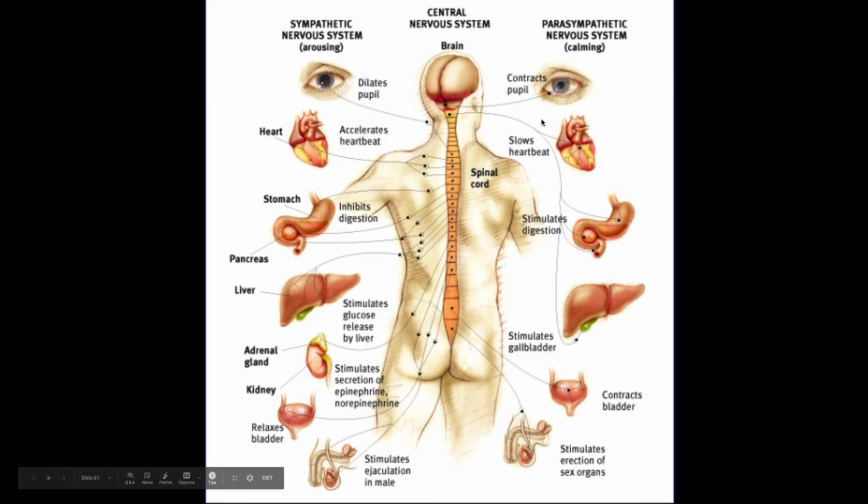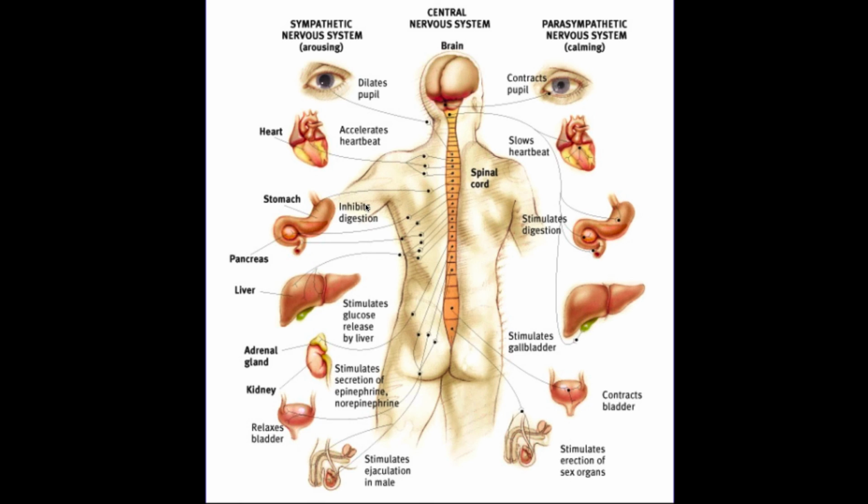So these are just some of the functions of the sympathetic and parasympathetic nervous system. If you were to ever see either of these terms on a free response question, if you had to apply the sympathetic nervous system to a scenario, it's not enough to just say the sympathetic nervous system arouses the body. Nope, you've got to list an actual physiological response. You've got to say the sympathetic nervous system arouses the body by dilating the pupils, accelerating the heart rate, inhibiting digestion.